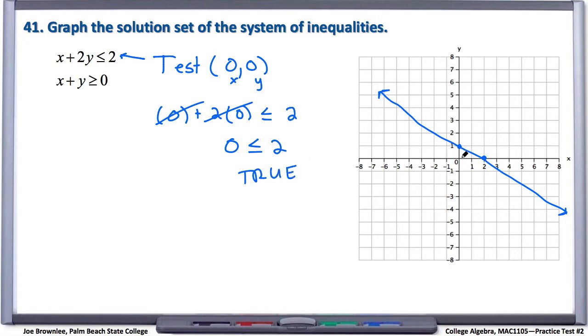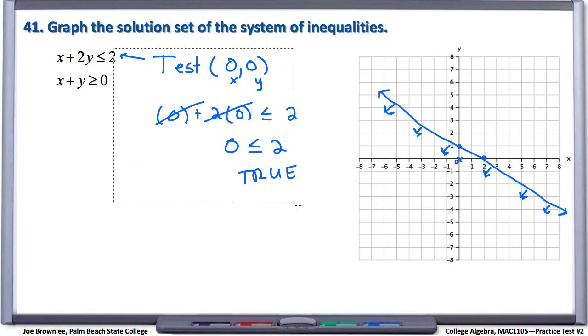Yeah, it sure is. 0 is less than or equal to 2, so this is true. And because the point that we chose to test was the origin right in the middle there, and we got a true statement, that means we're going to shade on this side. So we're shading below the line, and I'll indicate which side of the line we're shading using these little arrows, and we'll come back to the shading at the very end. So we've got our first inequality graphed. We know where we're shading.